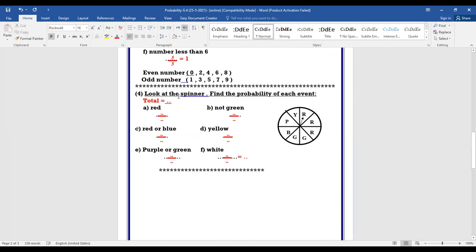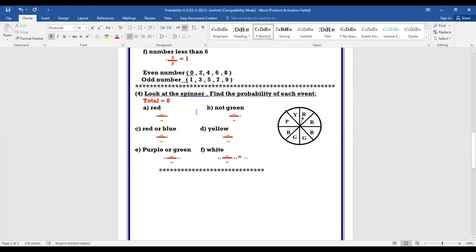Number 4. Look at this spinner and find the probability of each event. Firstly, the total number of parts we have. How many parts do we have in this spinner? 1, 2, 3, 4, 5, 6, 7, 8. We have 8 parts. This is the total number.